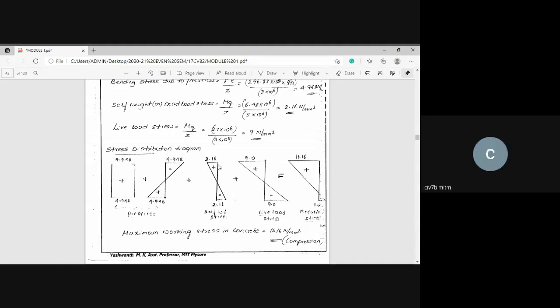See here, whatever the straight line has been drawn, once the pre-stressing force is induced... Who is talking? No sir. Okay, who is talking? Ajay sir. Ajay, I think you were absent for yesterday's class.